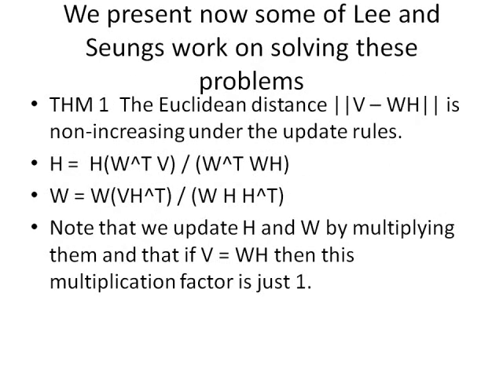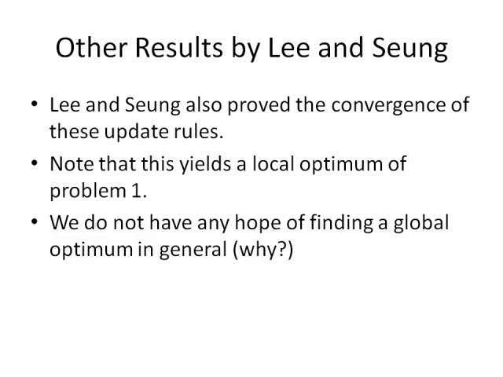Here is some of Lee and Seung's work on solving these problems. Theorem 1 is that the Euclidean distance is non-increasing under the following update rules. First update rule is that we take H and we multiply it by the transpose of W times V, then we divide it by the transpose of W times WH. So we start off with some initial H and W and we update them according to the rules you can see there. Note that if we update H and W, we're multiplying them, and so if we have a fixed point, that is if V is equal to WH, then we're just multiplying by the identity.